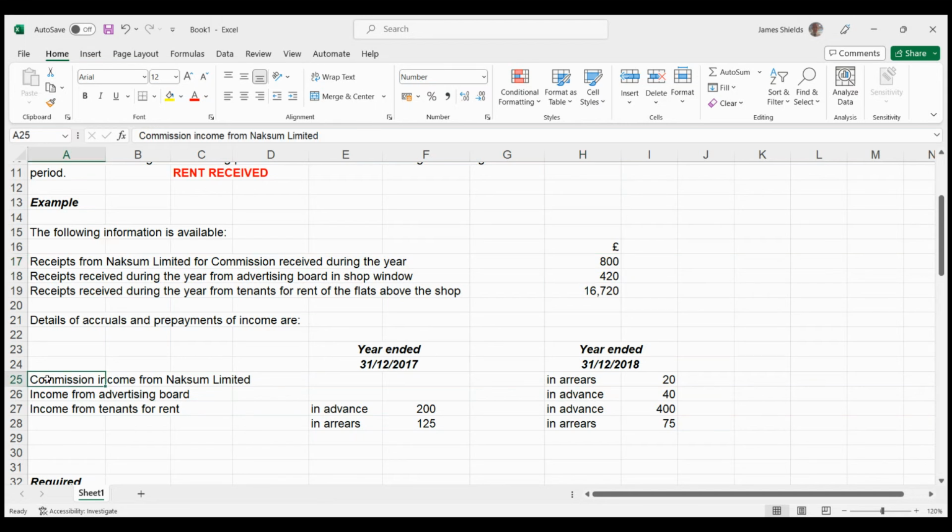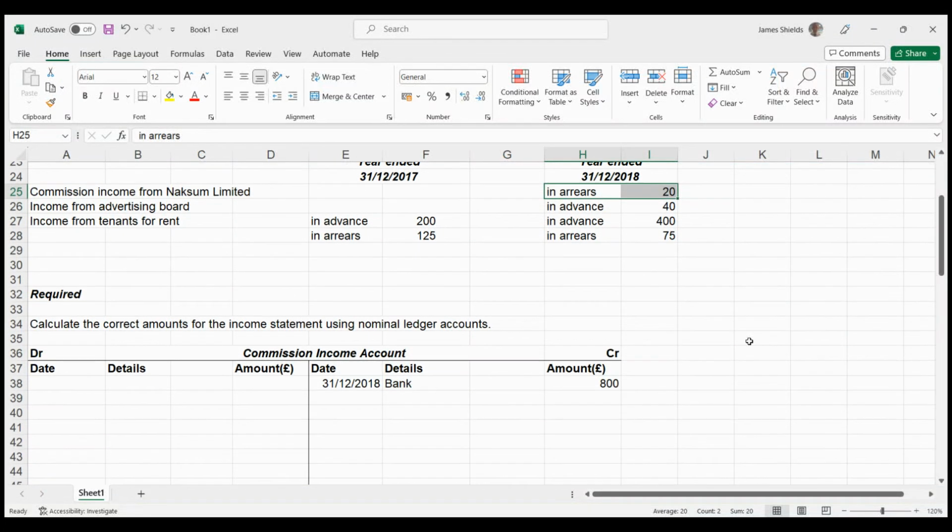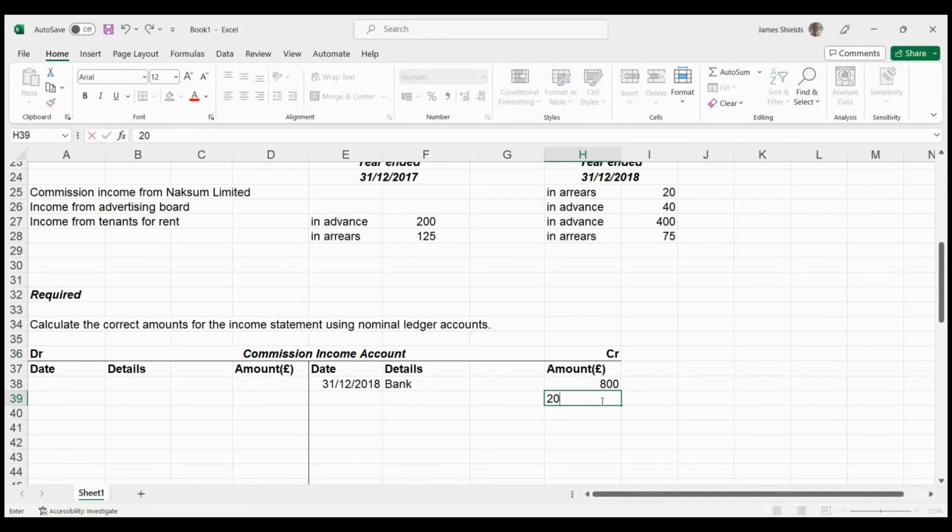Now let's see what's about the prepayments and accruals of income. At the beginning of the year, there was nothing, so we don't have to worry about that. At the end of the year, it was in arrears of £20. That means another £20 was still owed for our commission income. So it's going to increase our commission income by £20. So that's going to be on the credit side. So £20. As we've not received it yet, that'll be our balance carried down. As for the end of the year, so it's the 31st December 2018.